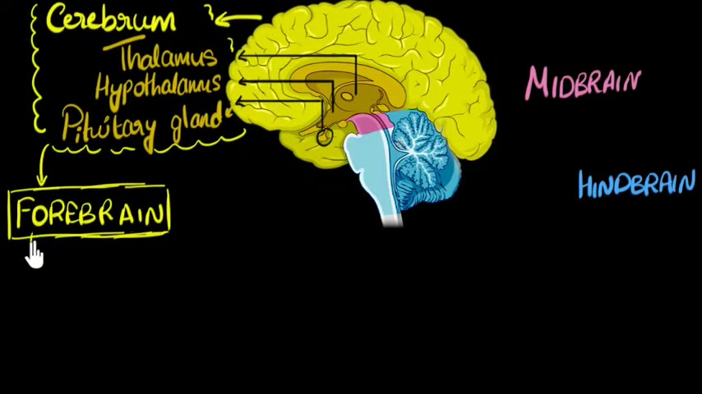So, the first one is thinking. Thinking includes learning and also the ability for speaking. Everything which comes under the skill called thinking is controlled by the forebrain. Okay, so thinking. And one more thing, I'll show a picture.